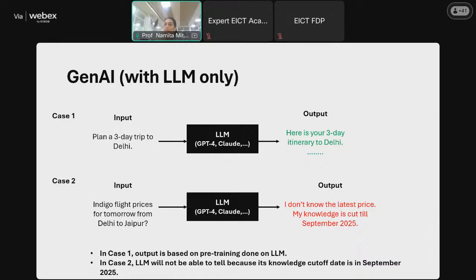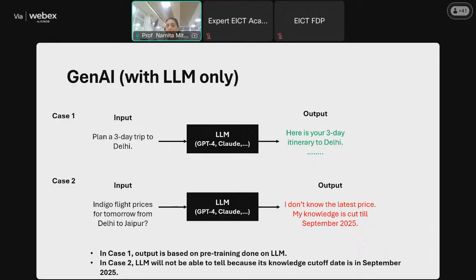So this is generative AI. These two are the examples of generative AI. In the first case it is okay. In the second case, because the training date was before that, it's not yet trained on today, it may not answer. It is an example. There may be several cases where it may answer, I don't know.